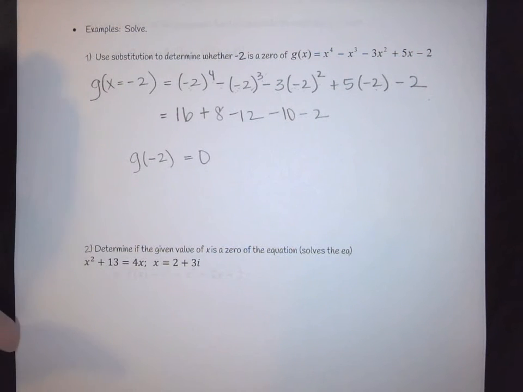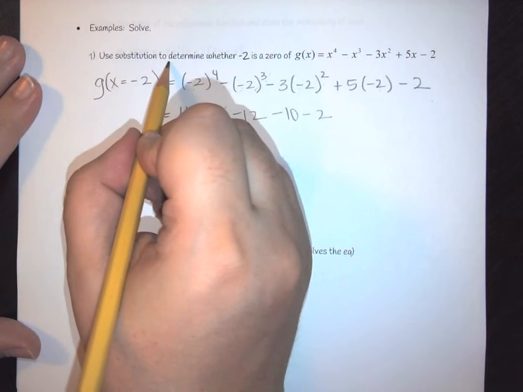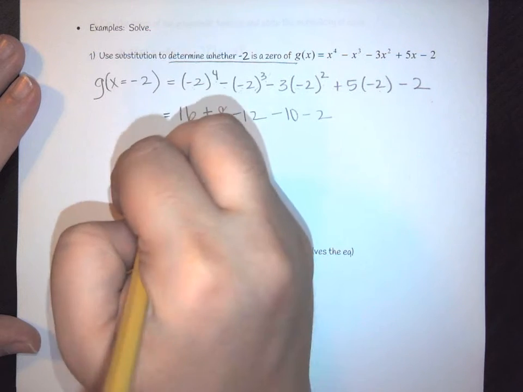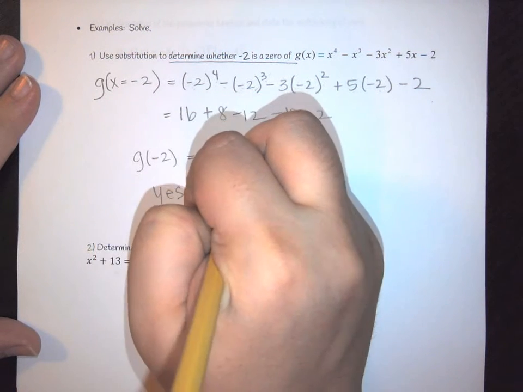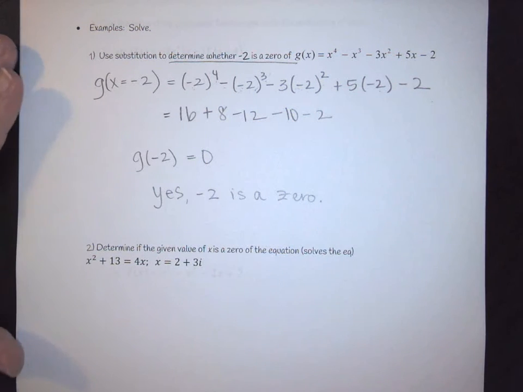Now, that's not enough to satisfy the problem. The problem wants you to determine if it's a 0 or not. So you actually have to state your conclusion. Therefore, you would have to say, yes, -2 is a 0. Now you've answered your question. Okay.